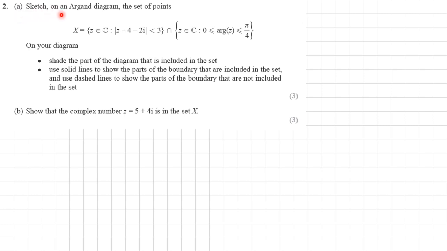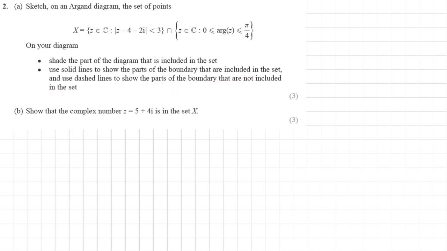Question 2. Sketch on an Argand diagram the set of points X where z is a complex number. We've got the modulus of z minus 4 minus 2i is less than 3, and the intersect of that and an argument of z which goes between 0 and pi over 4. And it says on our diagram, we need to shade the part of the diagram that is included in the set, use solid lines to show the parts of the boundary that are included in the set, and use dashed lines to show parts of the boundary that are not included in the set.